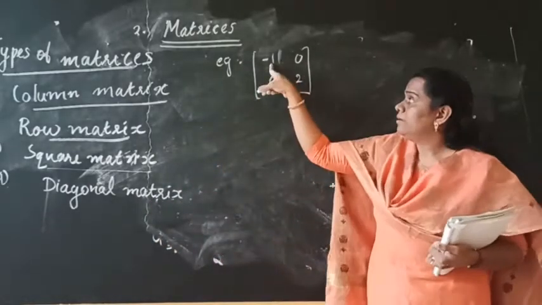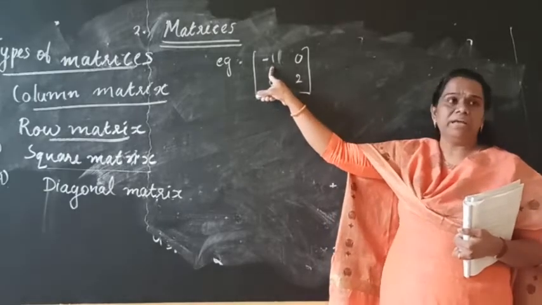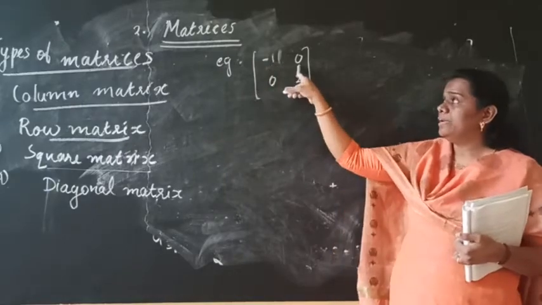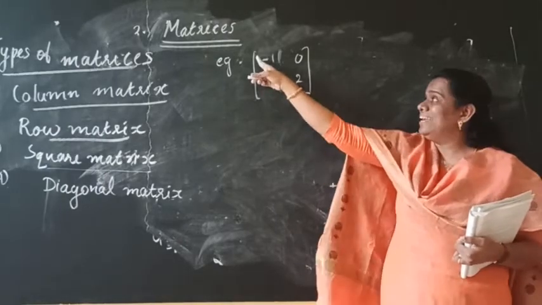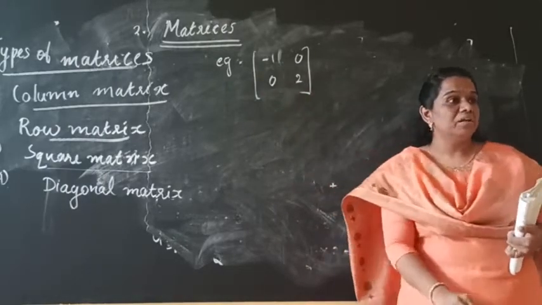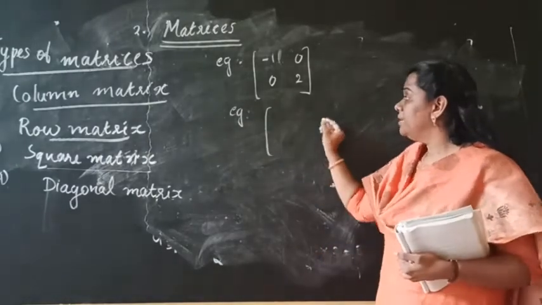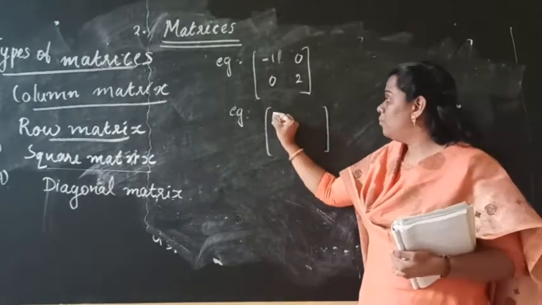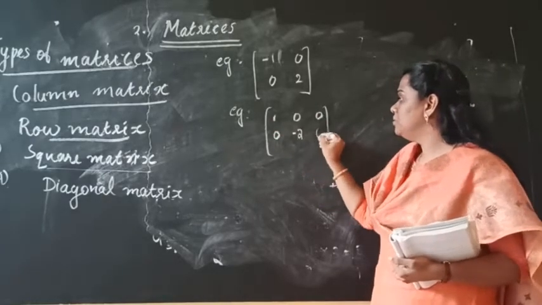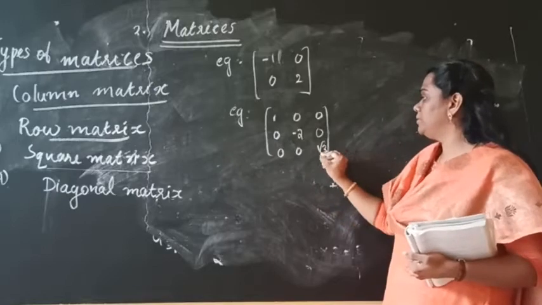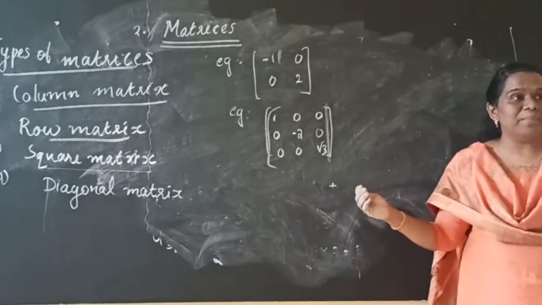What is A11 here? A11 is -1. A12 is 0. A21 is 0. A22 is 2. Only the diagonal elements are nonzero, other elements are 0. A diagonal matrix is always a square matrix. We can write a 3 by 3 diagonal matrix: 1, 0, 0, 0, -2, 0, 0, 0, √3. Understood that? Only the diagonal elements are there, other elements are 0.